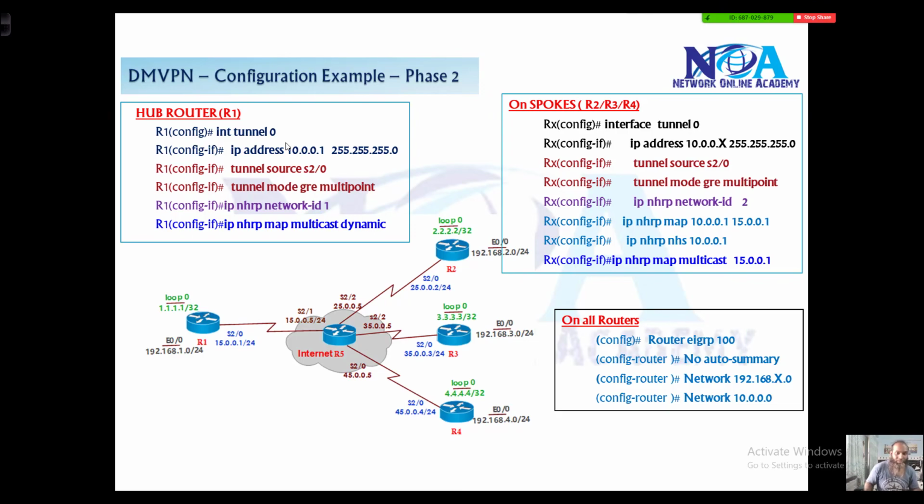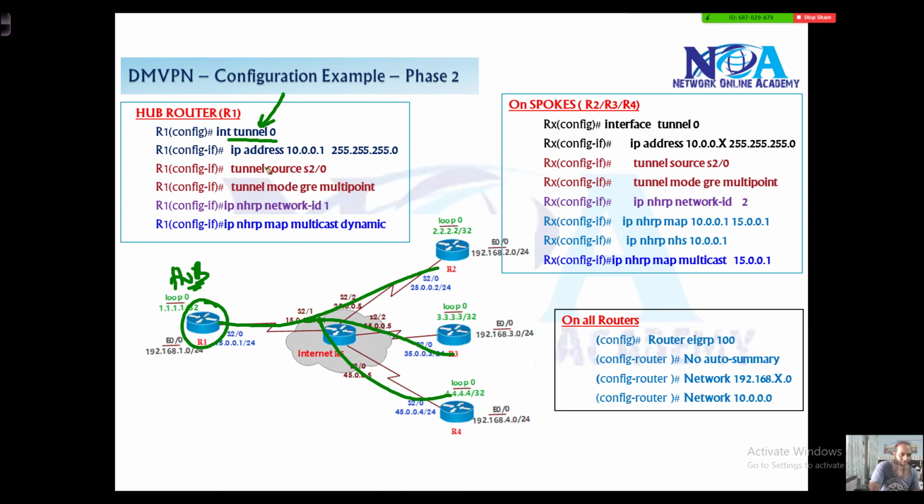Understand the basic DMVPN, this is the configuration we will be doing on the hub router. So let me just quickly explain. In order to build a point-to-multipoint tunnel on all the routers, starting with the hub router, we need to create one tunnel interface. A tunnel is a logical interface we can create.